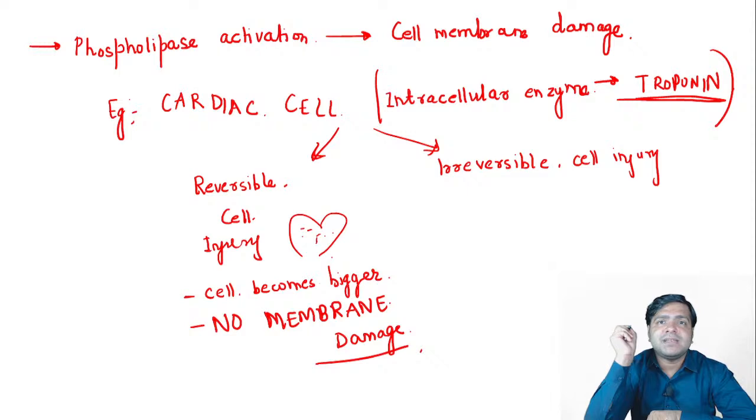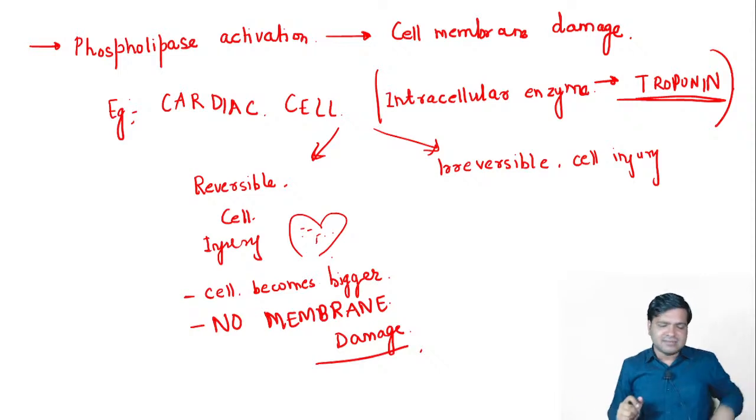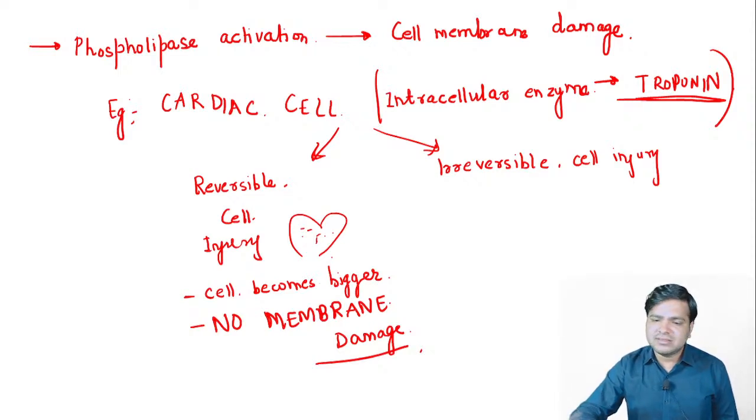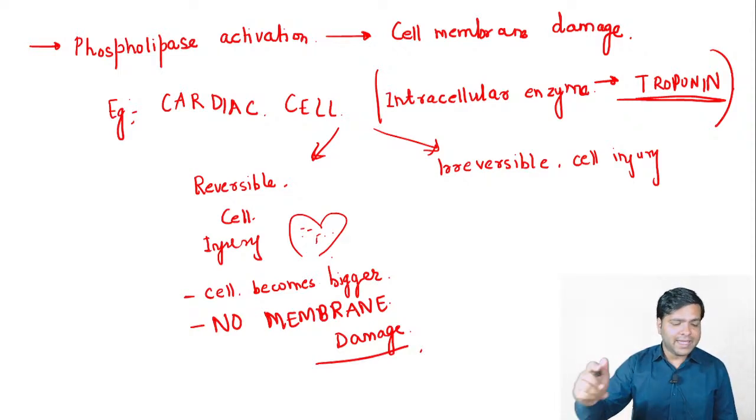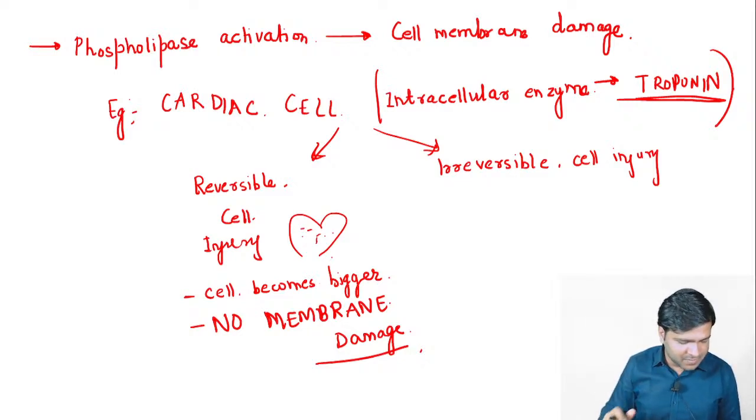Now my question to you is: in reversible or irreversible injury, in which injury is membrane damage seen, and why? Everyone is going to answer this. Why have I written no membrane damage over here? What is the reason, guys? I just want an answer from you. Meenakshi says it's an irreversible injury. Okay, why? I've already mentioned it, but what's the reason?